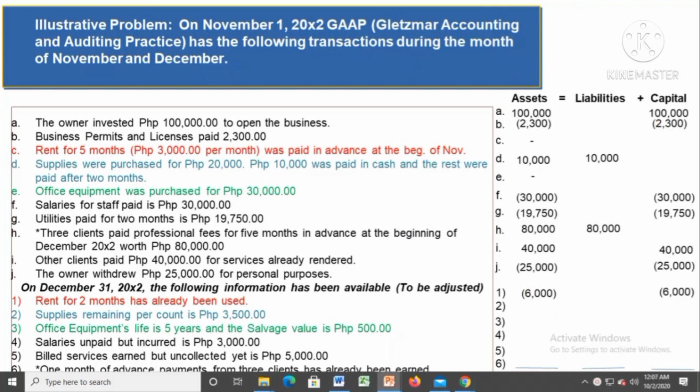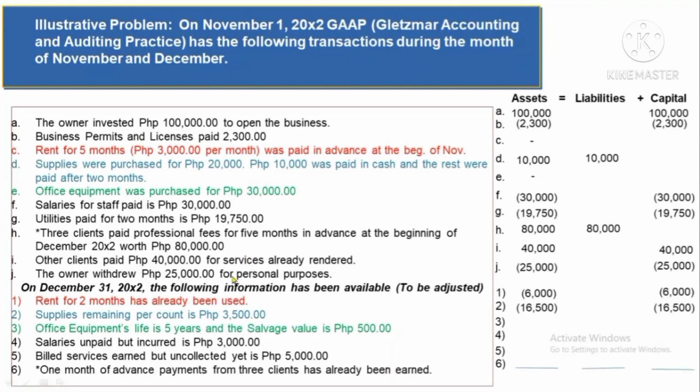While transaction number 2 is related to transaction D above. The supplies purchased were worth 20,000 according to here. However, in transaction number 2, only 3,500 worth of supplies remained. So we can conclude that the difference of 16,500 was already consumed. So you need to decrease the supplies account, which is an asset account, by 16,500, and of course there is also a decrease in the capital account because of the supplies expense.